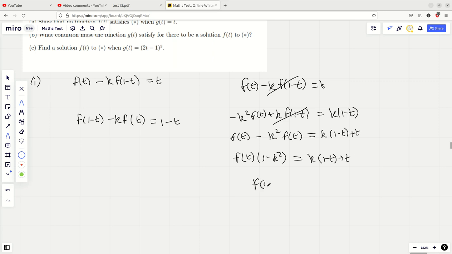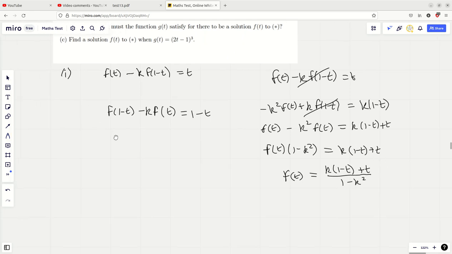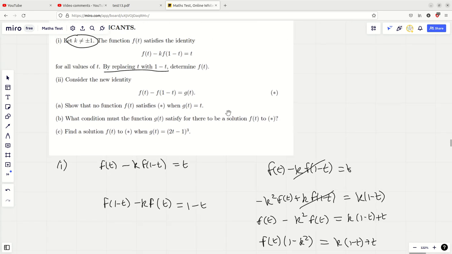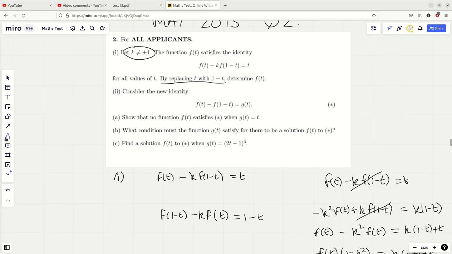So f of t, apologies for this terrible handwriting, getting worse on this graphics tablet, plus t over 1 minus k squared is the answer. So that's not too difficult at all. Can't remember how many marks that was worth, but probably not that many because it's not too bad. I don't think any of the first three parts are too bad, really. It's the last part which is hard.